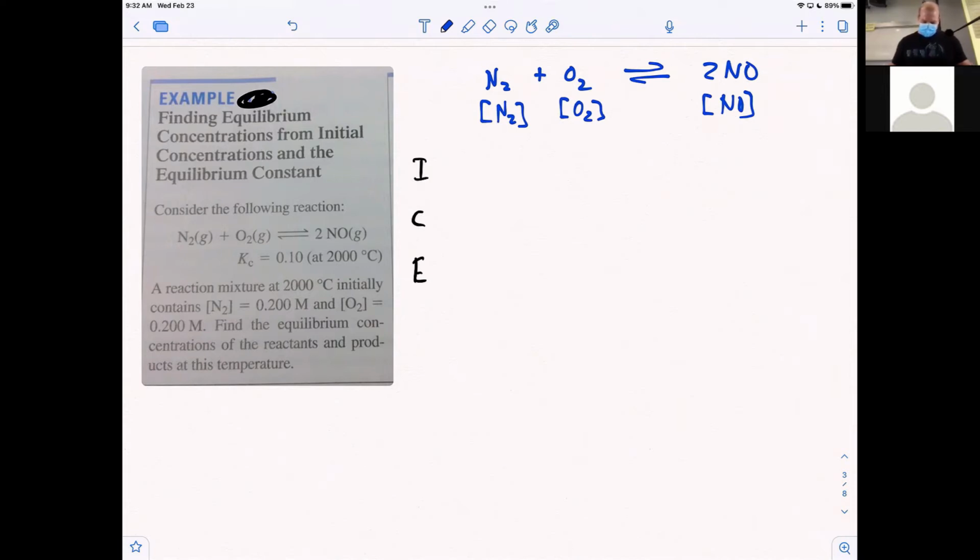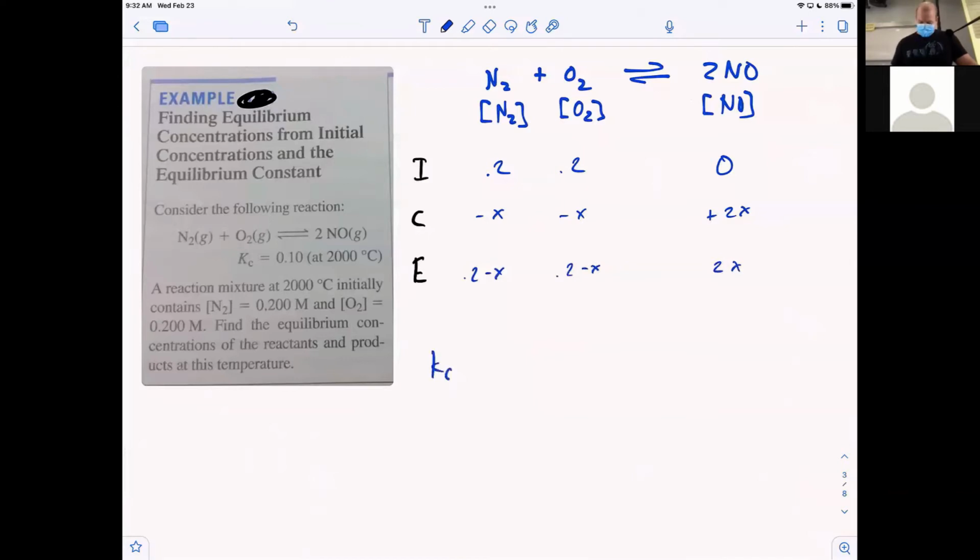Okay, so let's do the ICE chart. The ICE chart is the best way to do it, in my opinion, for this one here. Initially, we're going to have 0.2 molar, and 0 for the product. So if we have reactants, no products, we are going to lose an extent of reaction of both the reactants, and we're going to gain 2 extent of reactions of the products, 2 because there's a 2 here. Okay, and then at equilibrium, it's going to be 0.2 minus x, 0.2 minus x, and then 2x.